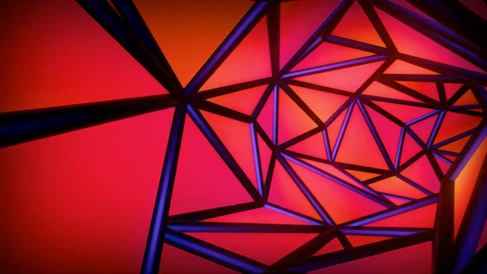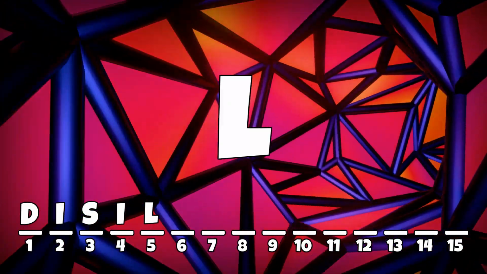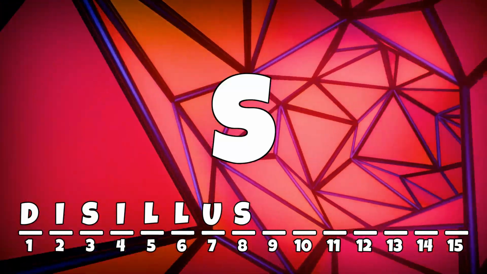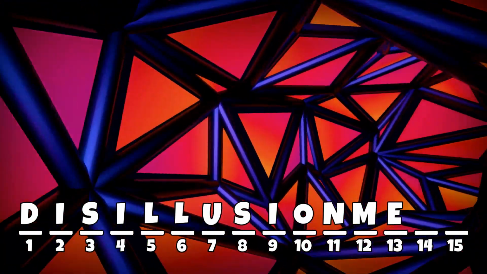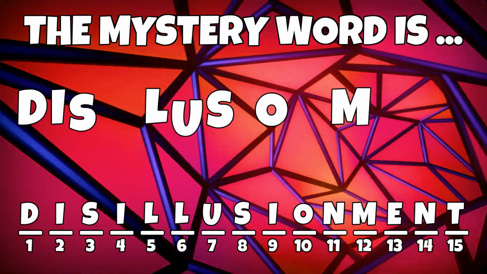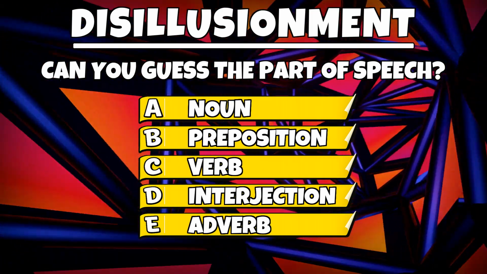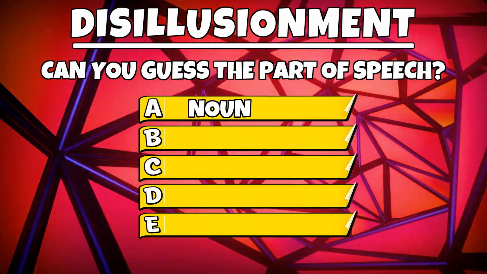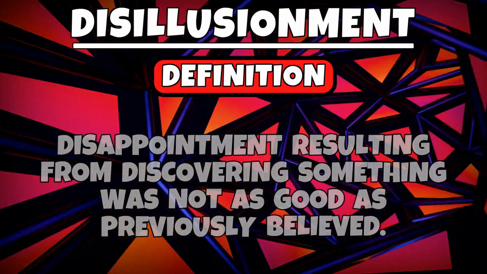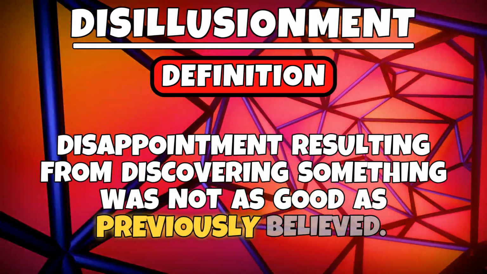I'm thinking of a word that is 15 letters long. Let's spell the word. D-I-S-I-L-L-U-S-I-O-N-M-E-N-T. The mystery word was disillusionment. Can you guess what part of speech disillusionment is? Disillusionment is a noun. Let's find out what the meaning of the word disillusionment is. Disappointment resulting from discovering something was not as good as previously believed.